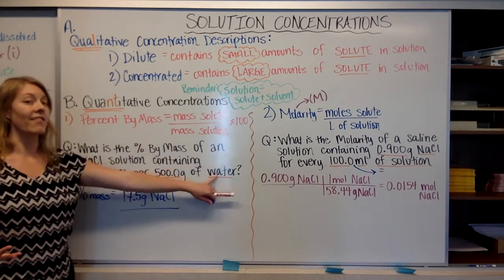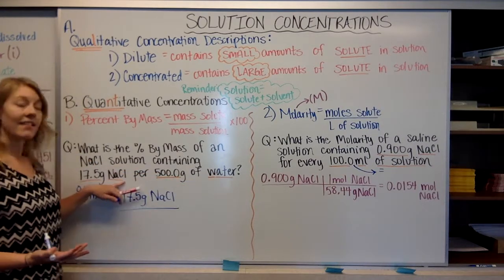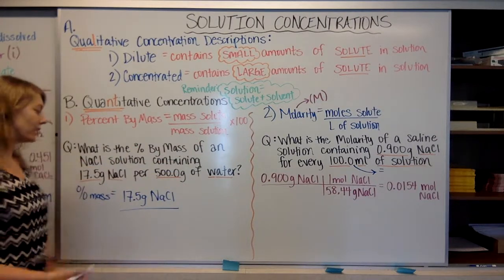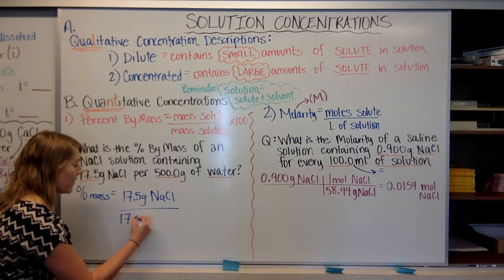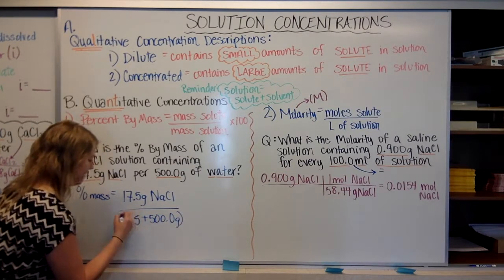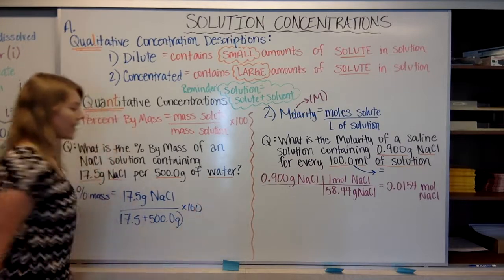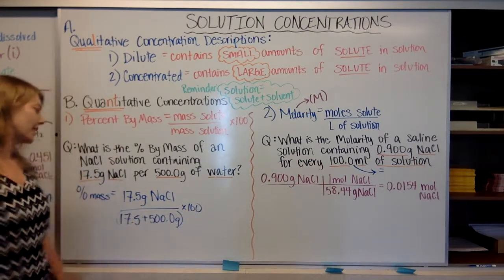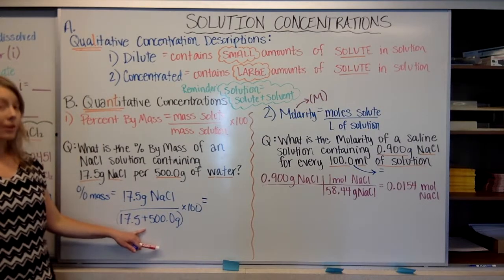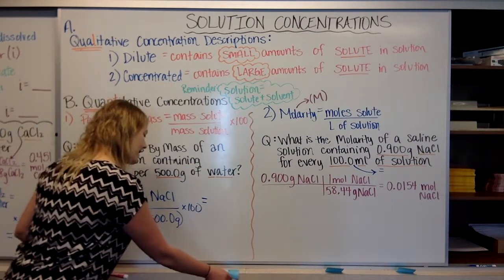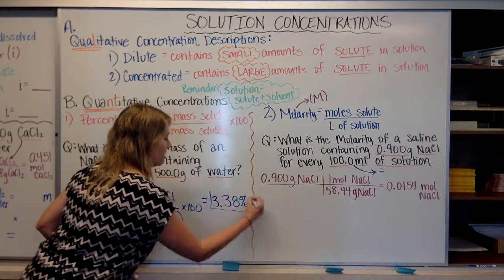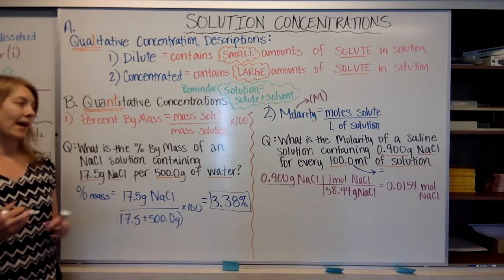Well, the solution isn't just the water. The water is the solvent. The NaCl is the solute. So we need to add them together to get the full mass of the solution. So we'll have 17.5 plus 500 grams times 100. Okay, times 100 is just to put it into a percent. And what we get when we divide 17.5 divided by 517.5 is 3.38%. All right, so that's the percent by mass.